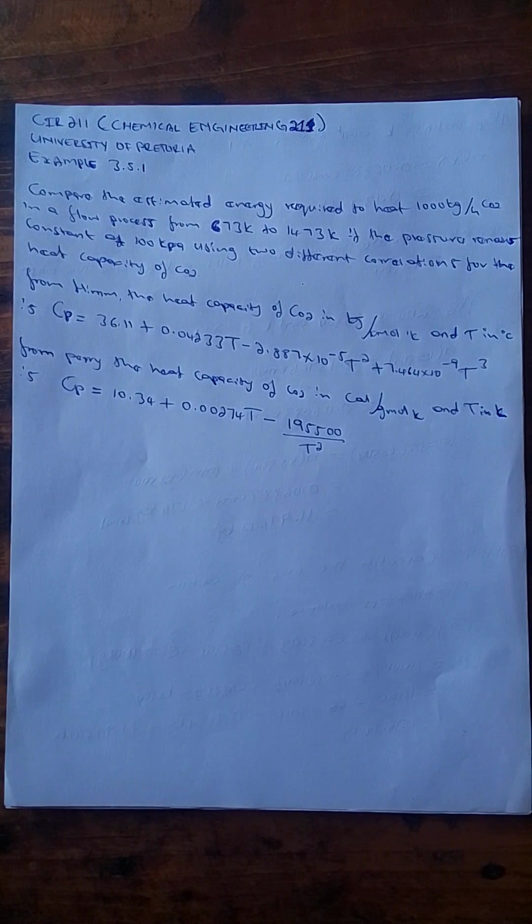Today we're continuing with our CRR 211, which is the second year chemical engineering module at the University of Pretoria. We continue with the study guide examples, and today we're looking at example 3.5.1.